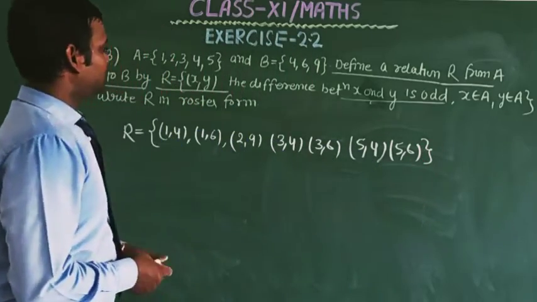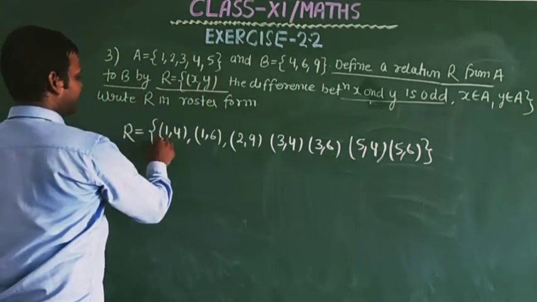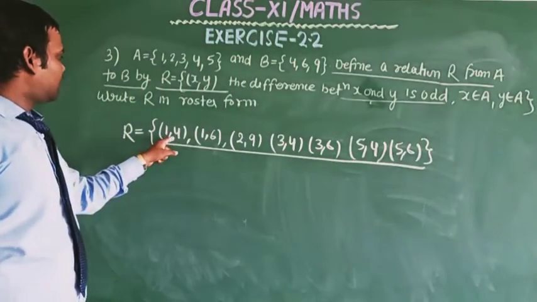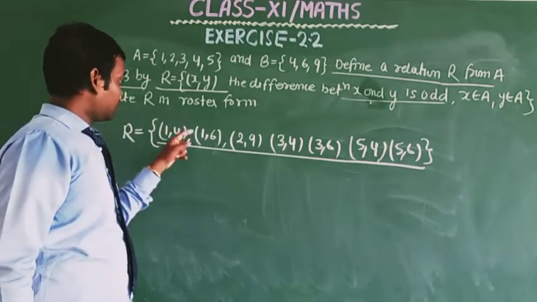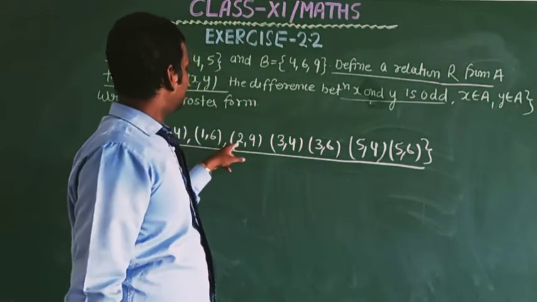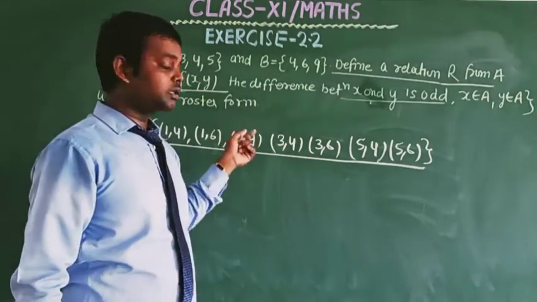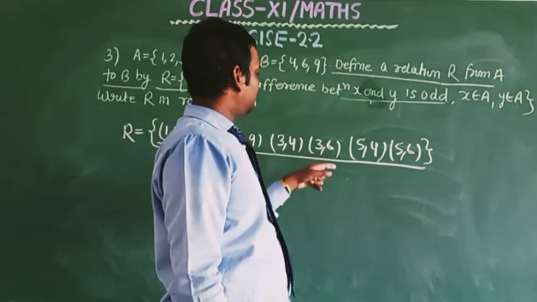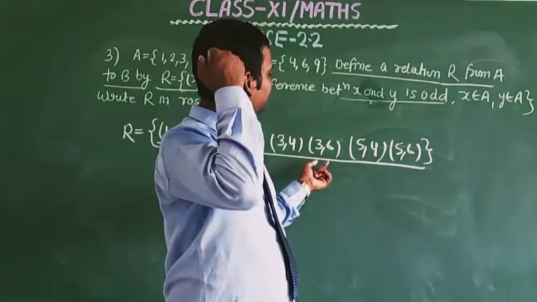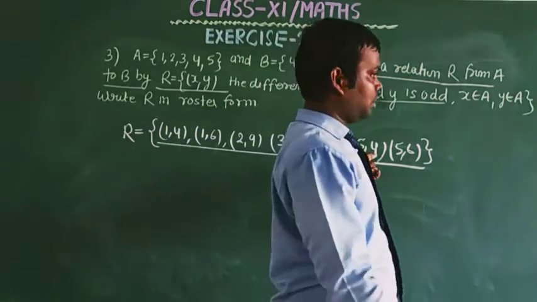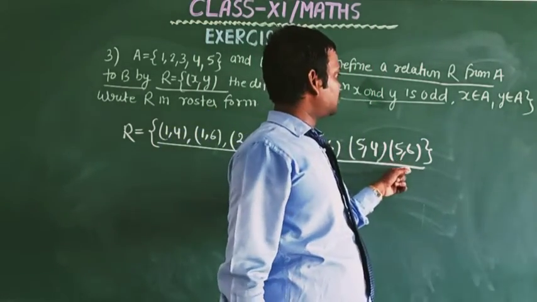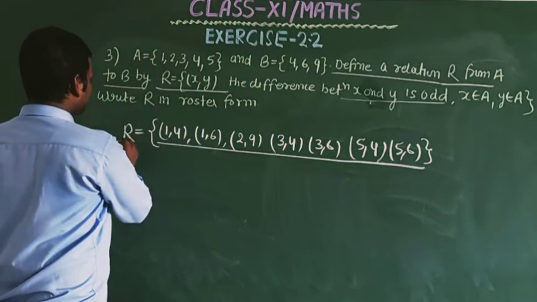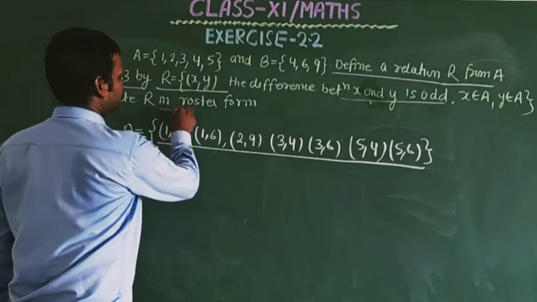Okay, so these are the elements of the relation. 1 comma 4: 1 minus 4 is 3, odd. 1 comma 6 is 5, this is also odd. 2 comma 9, 7 odd. 3 comma 4, 1 is also odd. 3 minus 6, 3, this is odd. And 5 comma 4 odd, 5 minus 6 odd. Okay, so these are the set of the relation written in roster form.